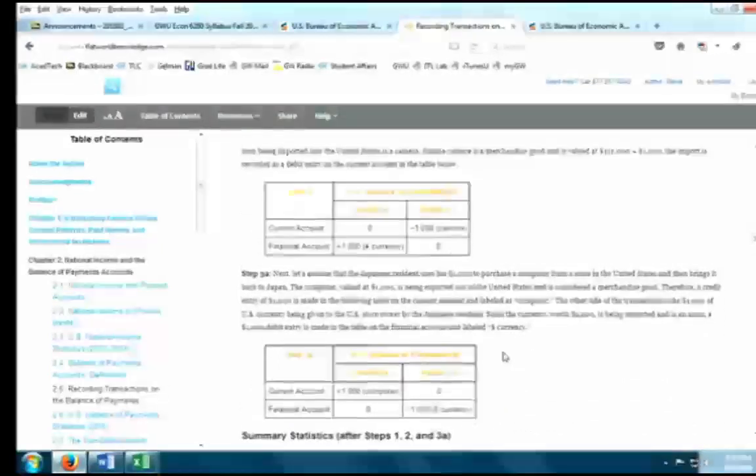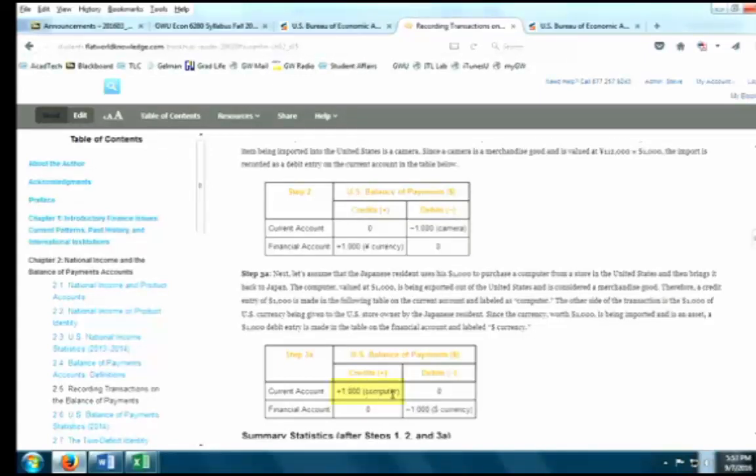Step three. And here we're going to do step three in two different versions. We're going to do step 3A, and we're going to do step 3B. So in step 3A, the Japanese resident decides to take the dollars that have recently been acquired and purchase a computer in the United States. The computer is worth $1,000. The item being exported out of the U.S. market is a computer. It's a current account item because it's a good. It's a credit entry because it's being exported.